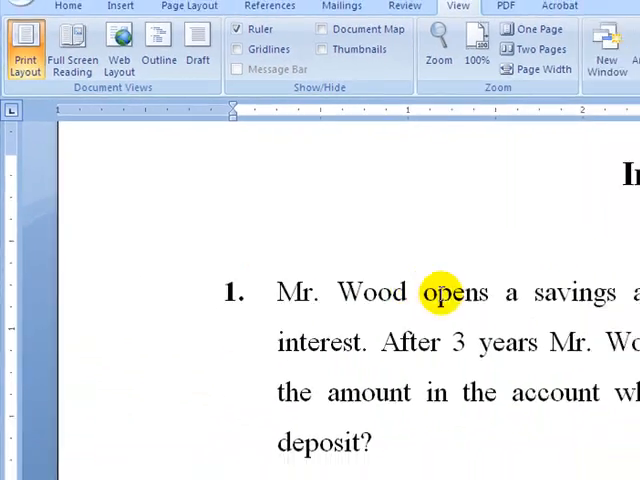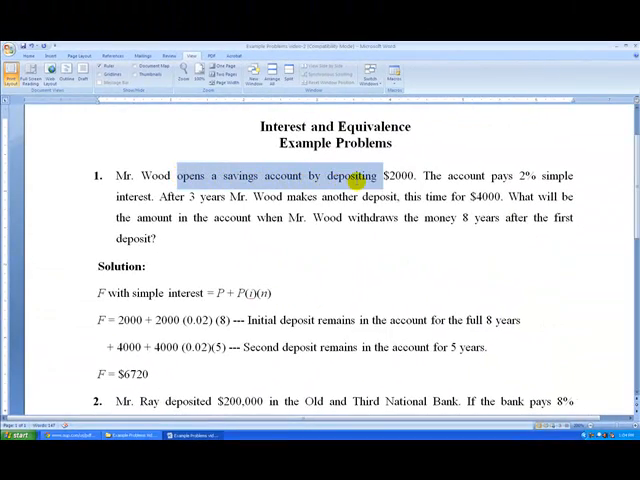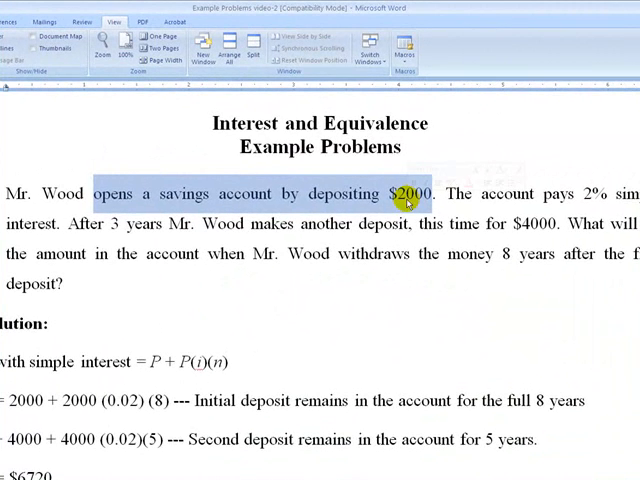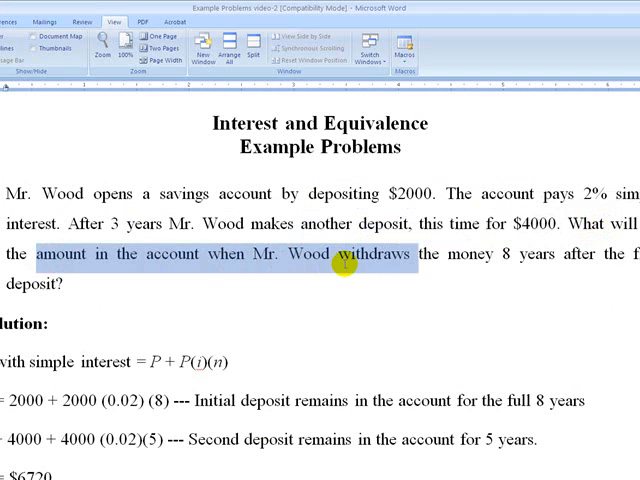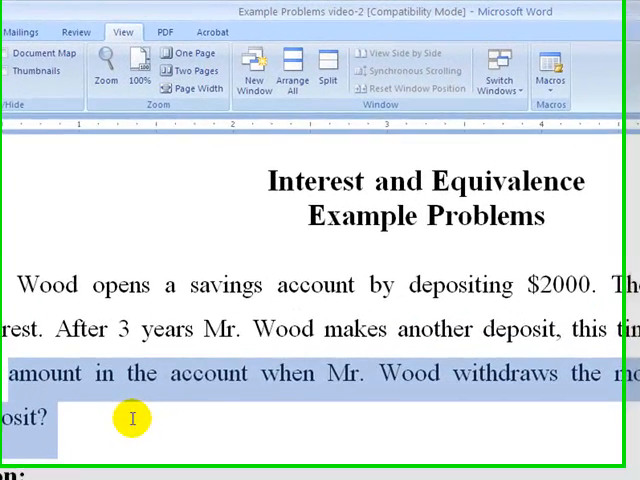Mr. Wood opens a savings account by depositing $2,000. The account pays 2% simple interest. After 3 years, Mr. Wood makes another deposit, this time for $4,000. What will be the amount in the account when Mr. Wood withdraws money 8 years after the first deposit?